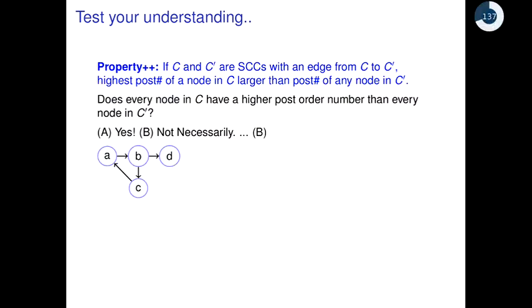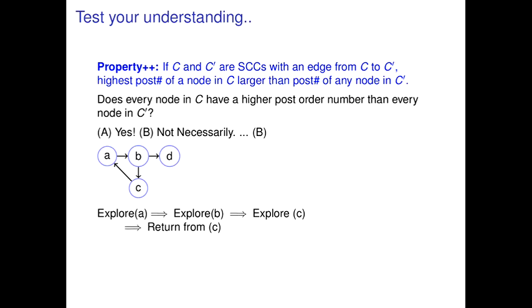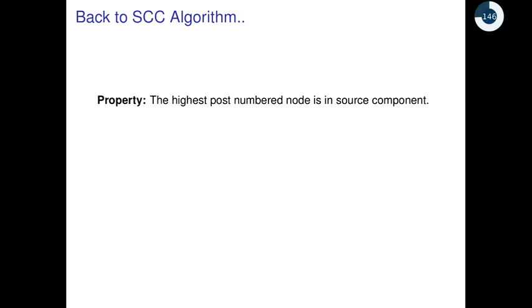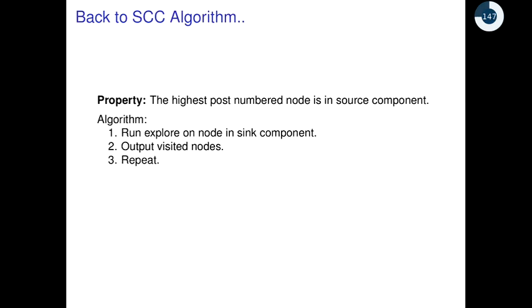Here's an example. I could explore A, explore B. We already saw an example, but let me show you again. Explore A, we'll call explore B, we'll call explore C. Now, C's post-order number, and then you explore D. C's post-order number is less than D's. So there exists somebody in C whose post-order number is less than the post-order number of the downstream component.